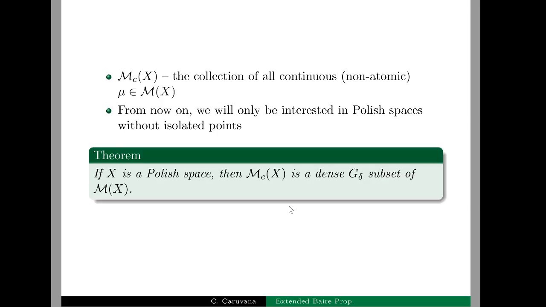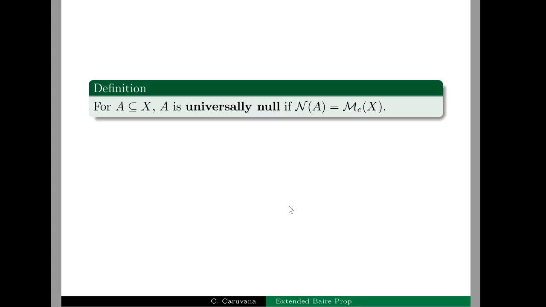It turns out that the continuous measures form a dense G-delta. So if I define universally null to mean that all continuous measures give the set measure 0, then it's not just a co-meager collection, but a particular co-meager collection. As long as I'm in a Polish space without isolated points, all universally null sets are residually null as well. So this is also an extension.